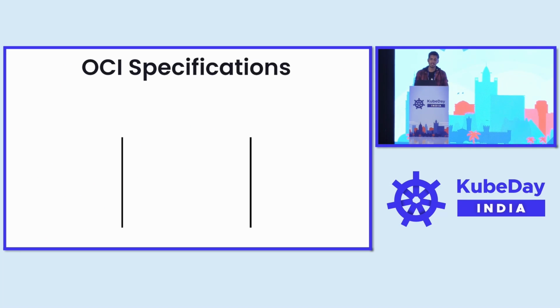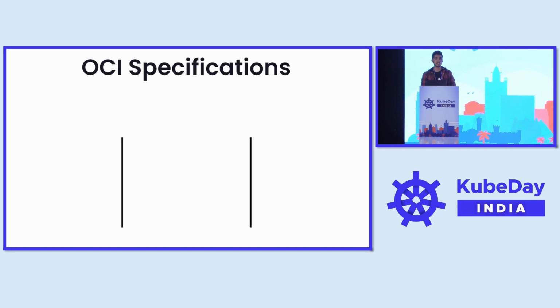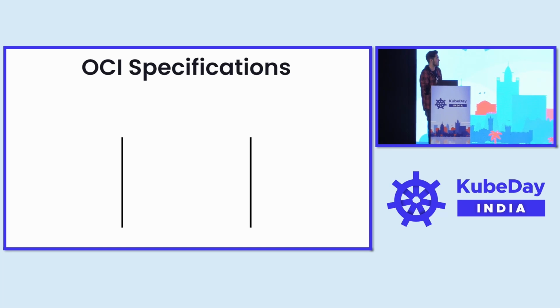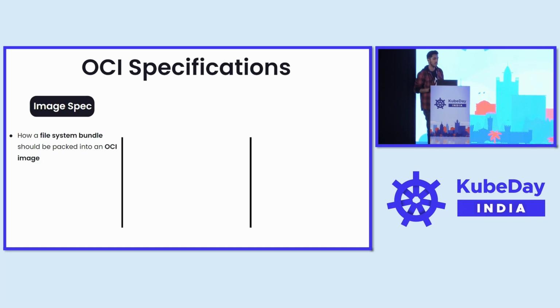Now, let's have a look at some of the specifications of OCI. These are the actual rules that OCI had created, and these are under the OCI umbrella. They are divided into 3 sections. We'll discuss each of them in detail right now. The number one is the image spec, right? All it did was describe how a file system bundle should be packed into an image, which was officially called the OCI image.